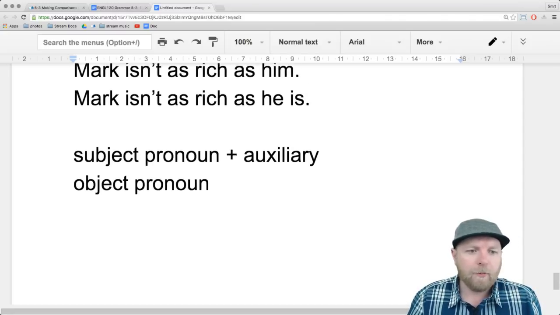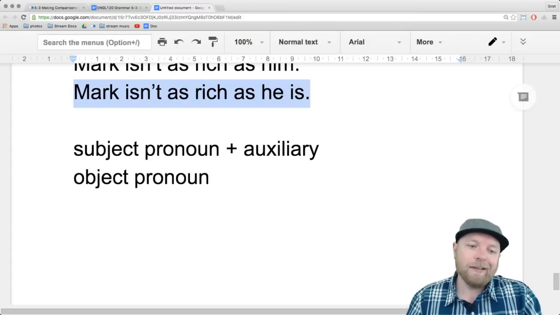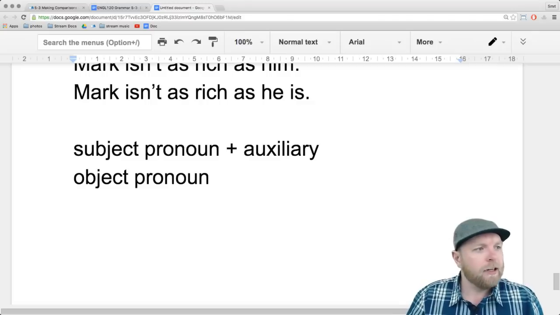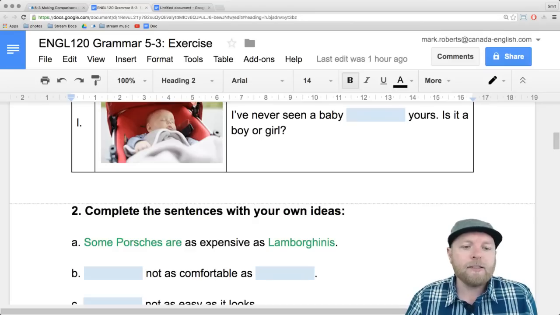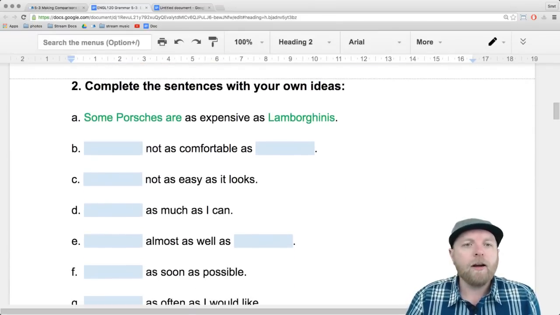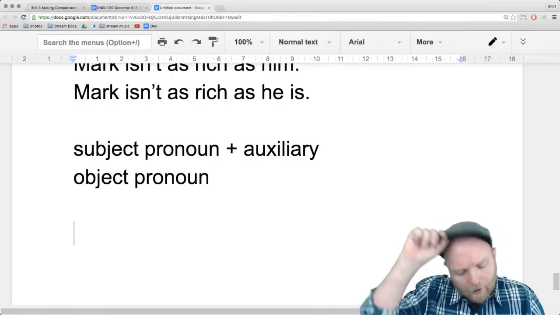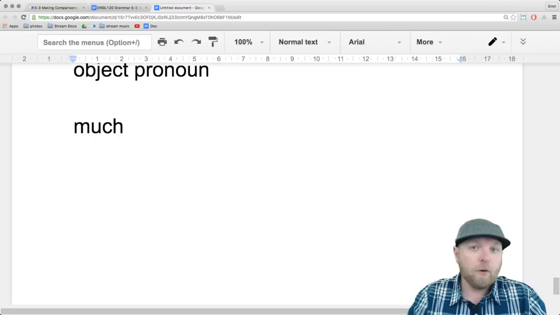Okay, where am I? Okay, so he isn't as rich as he is. Okay, let's do another activity to finish class. And I want you guys to complete my sentences. Oh, I forgot something here. I wanted to talk about "much" before we do the activity.